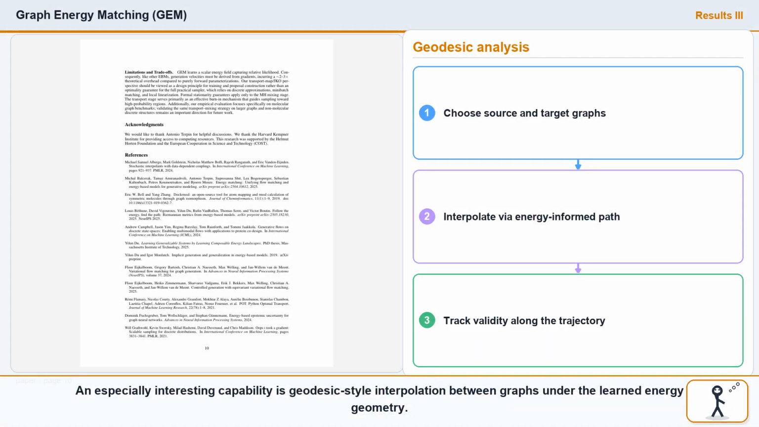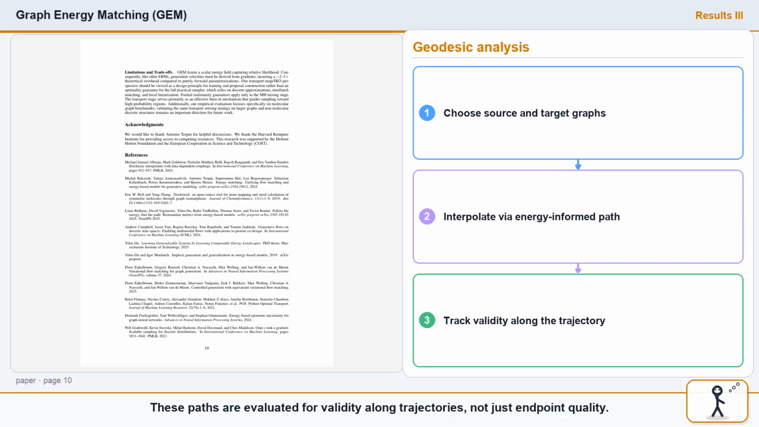An especially interesting capability is geodesic-style interpolation between graphs under the learned energy geometry. These paths are evaluated for validity along trajectories, not just endpoint quality. So GEM is not only a generator, but also a geometry-aware exploration tool.